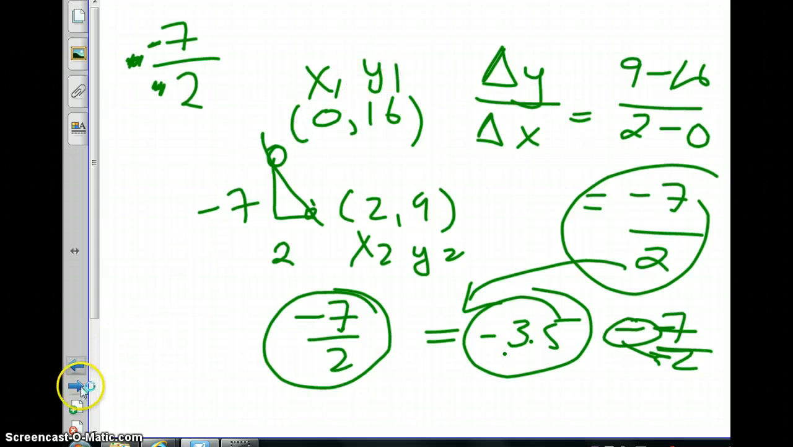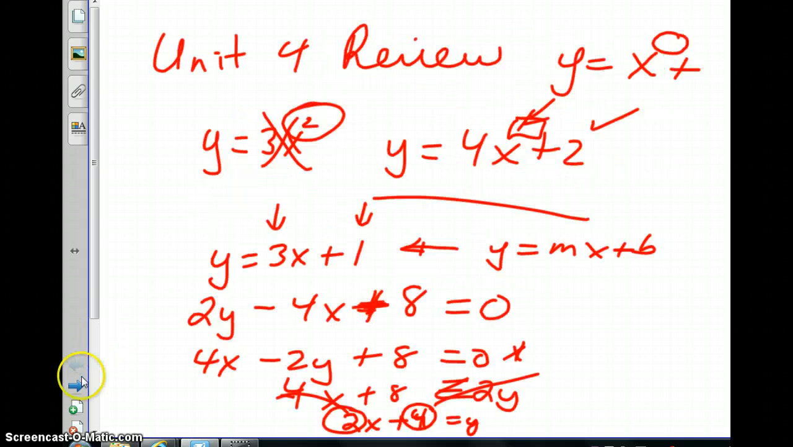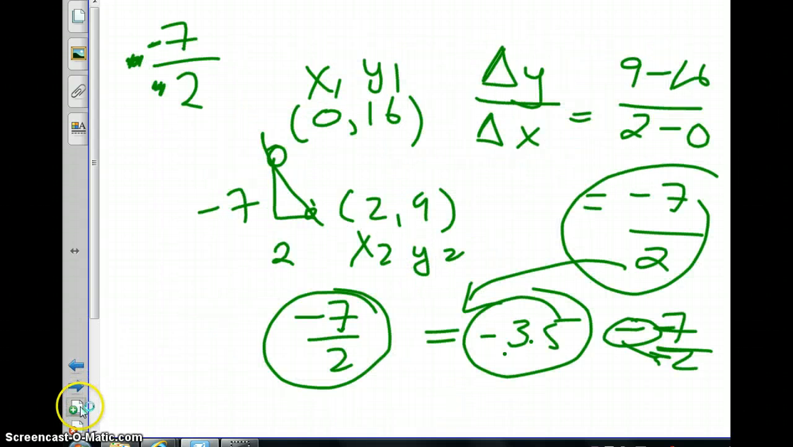Okay, so next up, let's keep going. What else is on the test? Oh, what did you say? I went backwards. We're going backwards. What's going on there? I don't know what's happening.